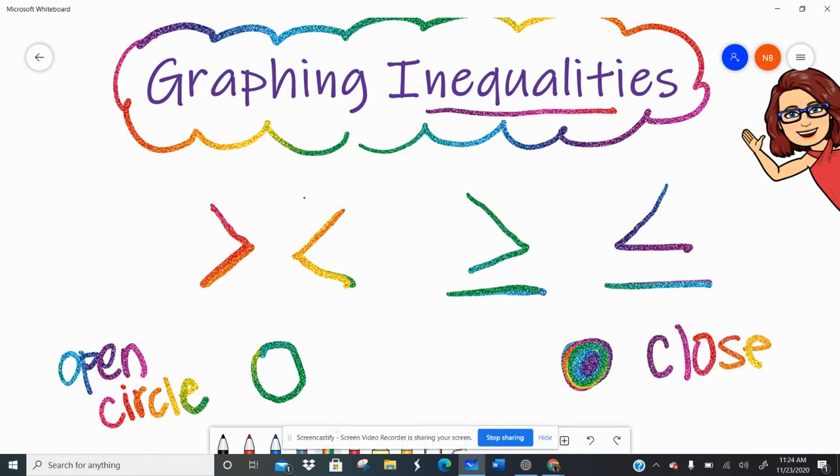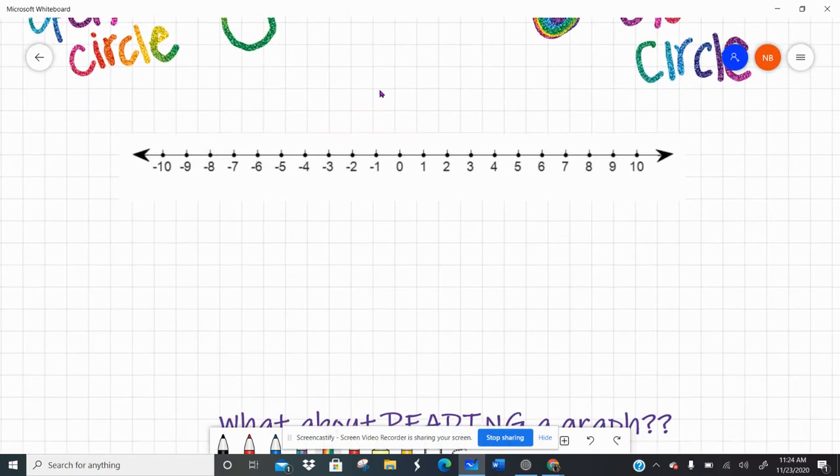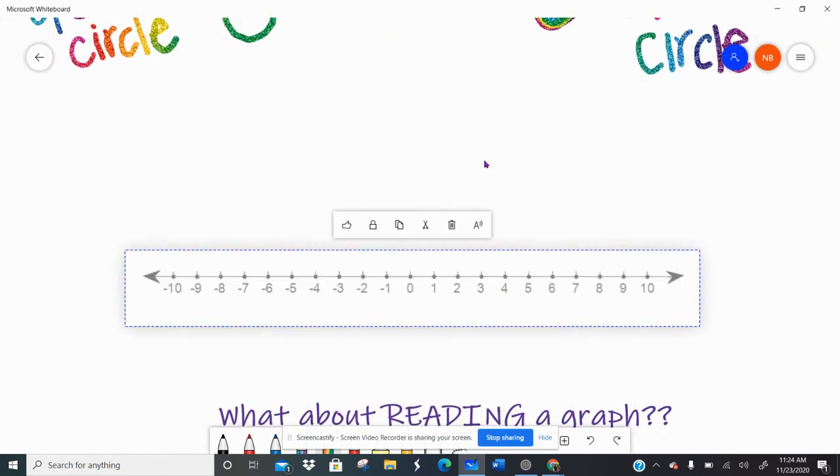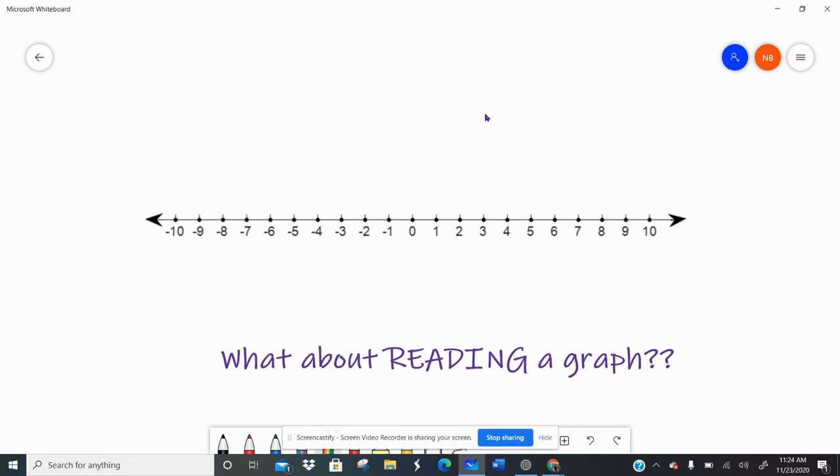The closed circle. So greater than or equal to, closed circle; greater than, open circle; less than, open circle; less than or equal to, closed circle. So let's talk about what this actually looks like when I'm graphing an inequality.